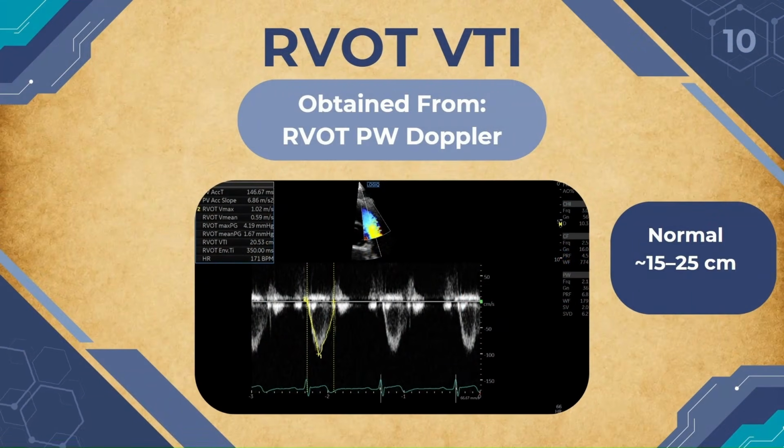RVOT VTI obtained from the RVOT pulse wave Doppler. The same waveform used for PAAT also provides RVOT VTI. After tracing the systolic envelope, we can estimate the distance blood travels through the RVOT during systole. This becomes valuable when evaluating stroke volume and pulmonary blood flow.